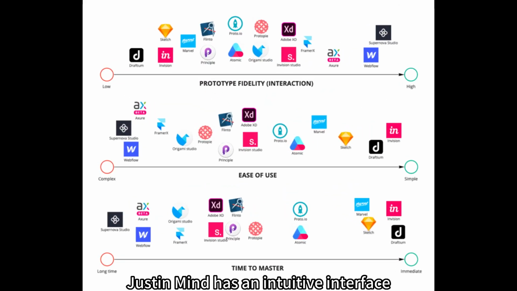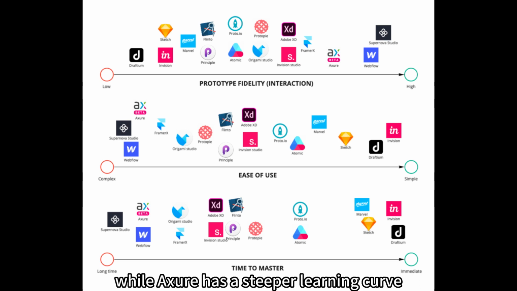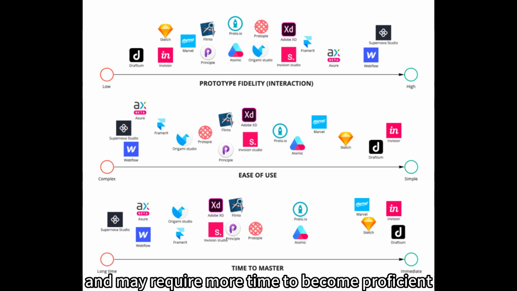Ease of use. Justinmind has an intuitive interface, making it easier to learn and use, while Axure has a steeper learning curve and may require more time to become proficient.